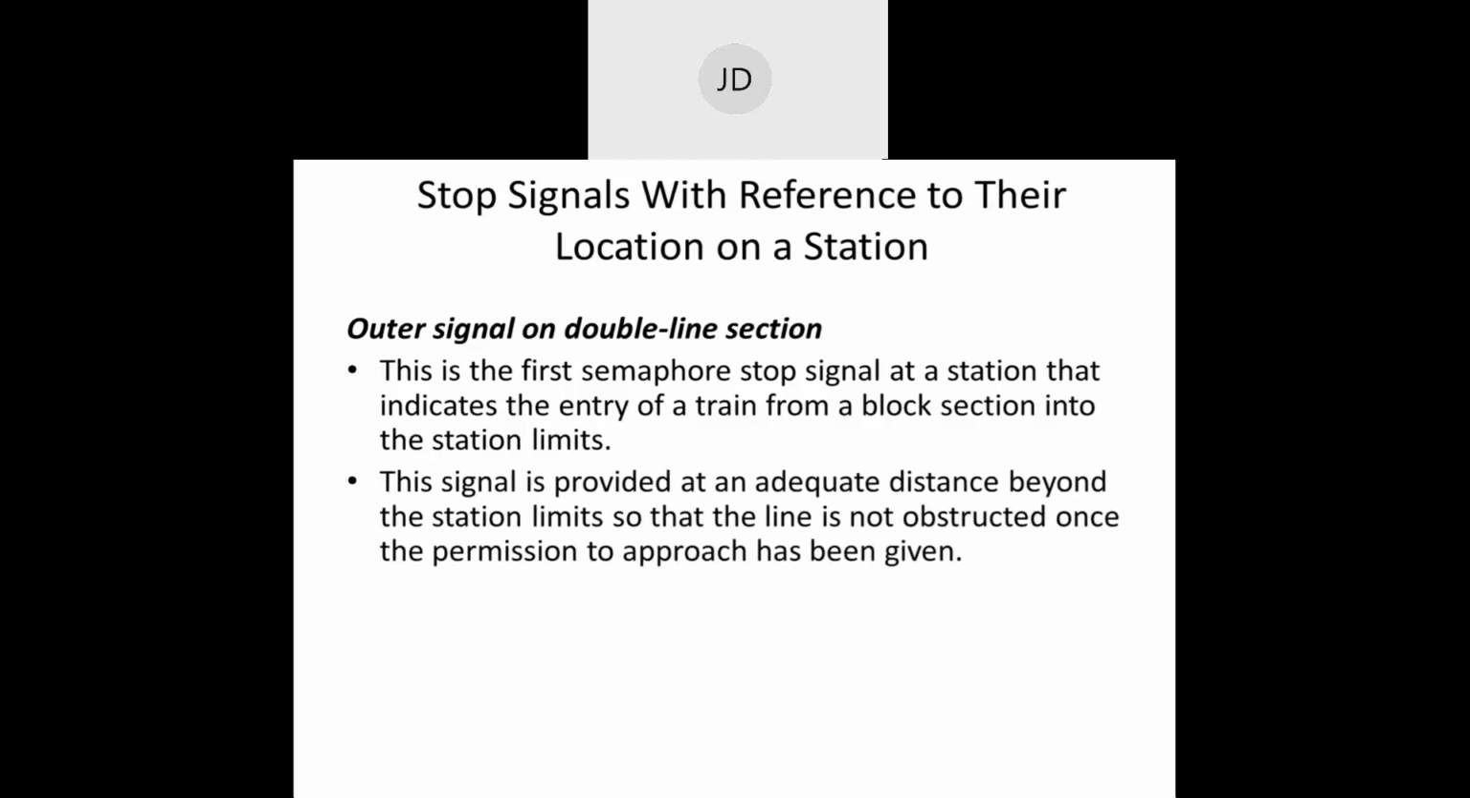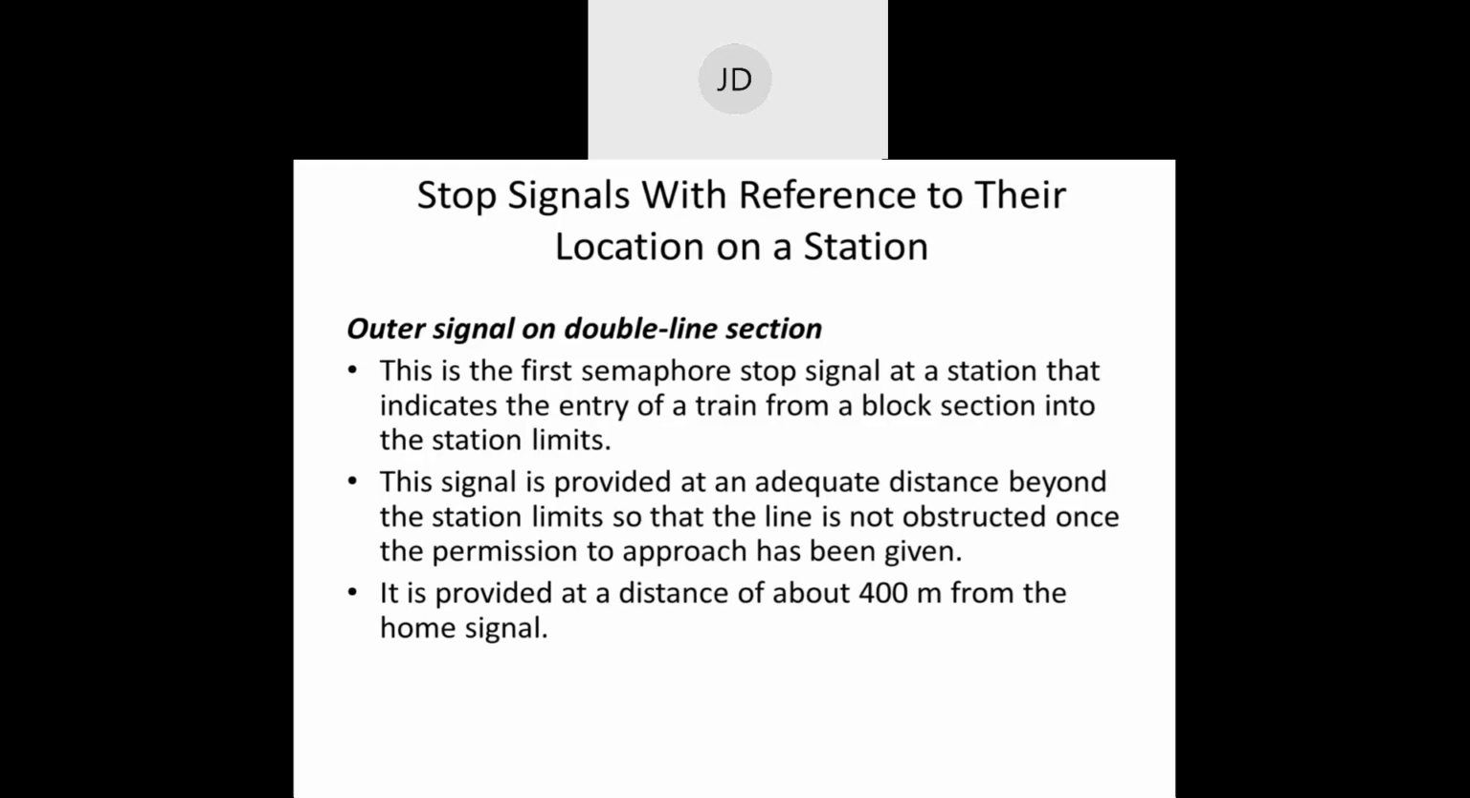This signal is provided at an adequate distance beyond the station limits so that the line is not obstructed once permission to approach has been given. Basically, this is the main purpose of the outer signal, which is a type of stop signal. And it is provided at a distance of about 400 meters away from the home signal.